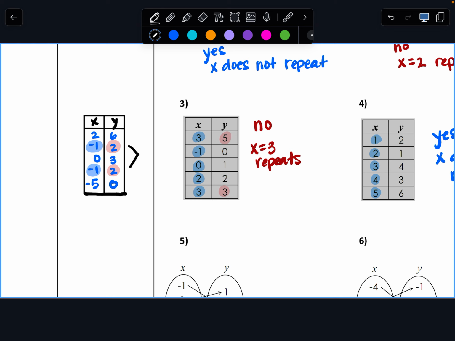So these are the same points. So I'm not getting a different output with the same input. So this is still a function. So that's the difference. If you do see x repeat, make sure that it gives you a different output before you decide that it is not a function.